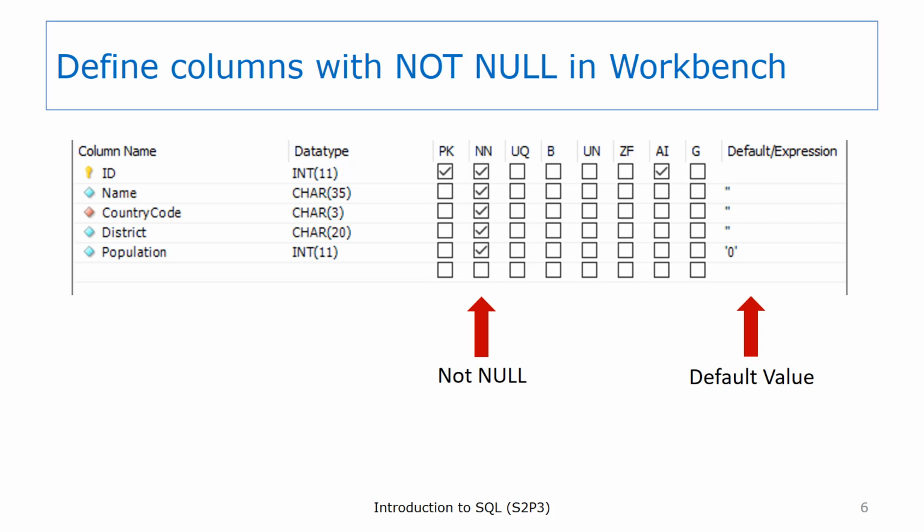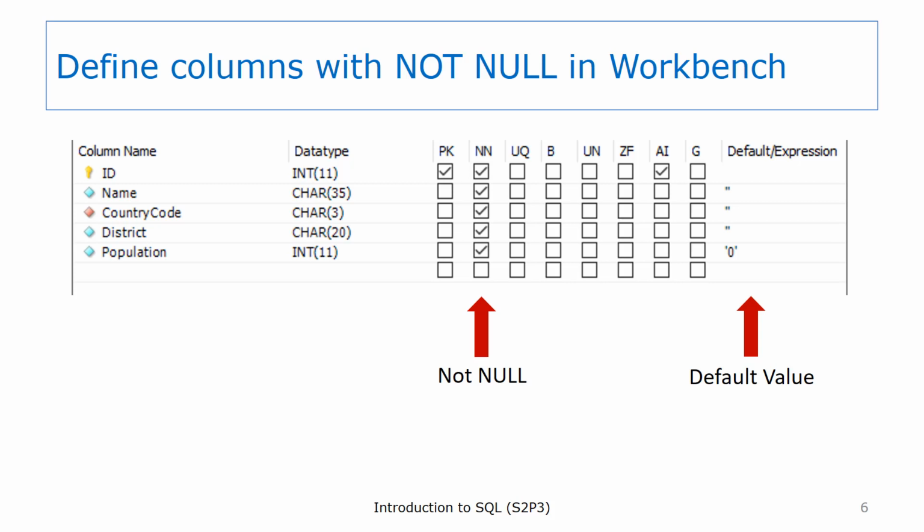The checkboxes are used to set column attributes. The only attribute we are looking at now is the NN attribute. That stands for not null. When the checkbox is checked, it means that a null value cannot be assigned to the column. If the NN column does not have a check mark, the column is null capable.